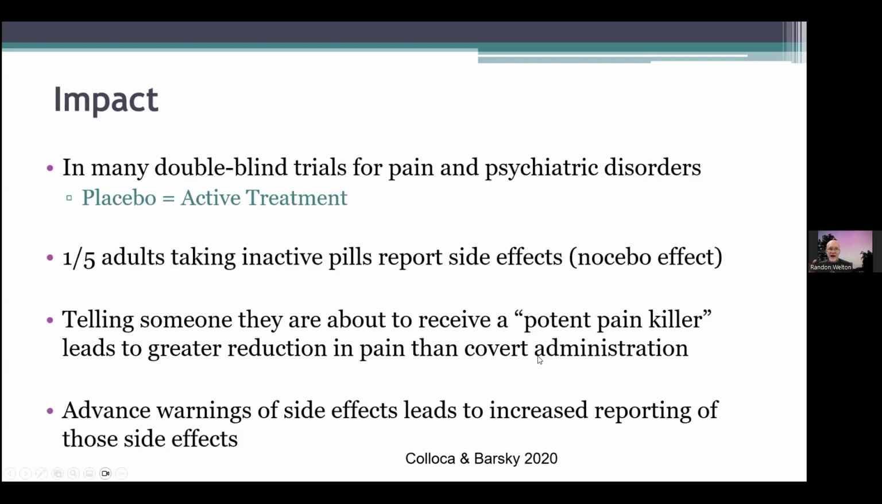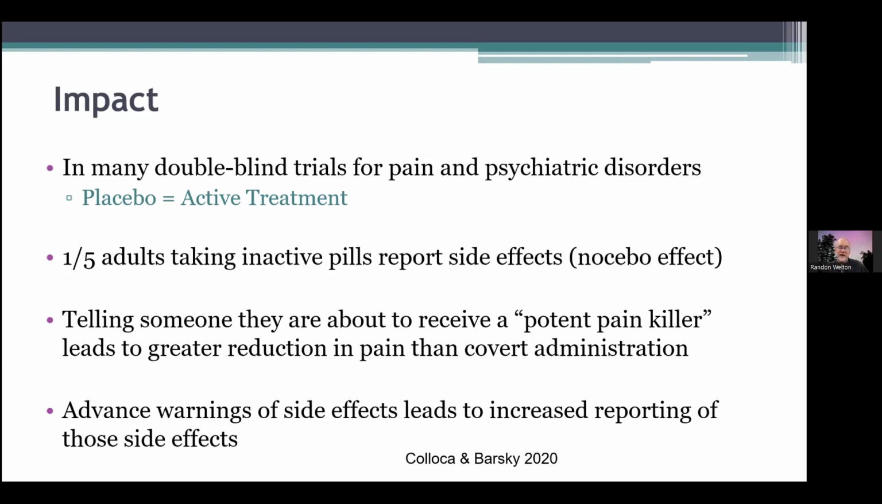So again, we've already talked about how often in psychiatric trials and pain management trials, the placebo effect is just as high or nearly as high as the active treatment. But nocebo effect is there as well.